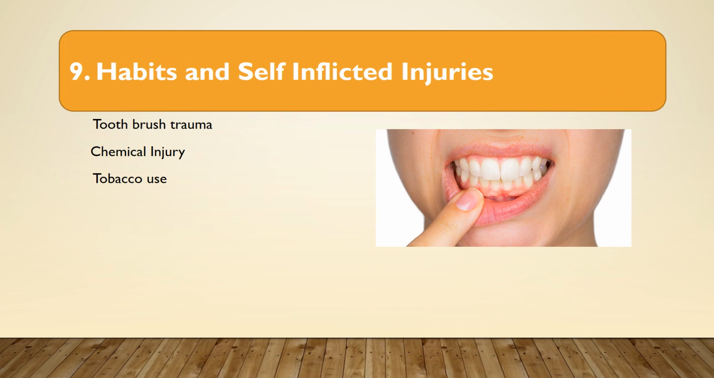So, habits and self-inflicted injuries. You know that these injuries, whether caused purposely, unknowingly or accidentally, can injure the gingiva and periodontium. There can be toothbrush trauma, chemical injury, or tobacco use. There can also be some accessories, like jewelry. Nowadays you can see that some of the jewelry being used can also cause injury to the periodontium.